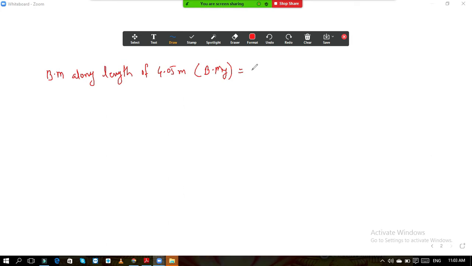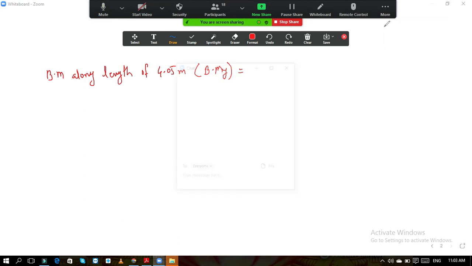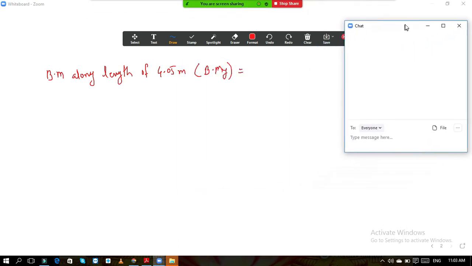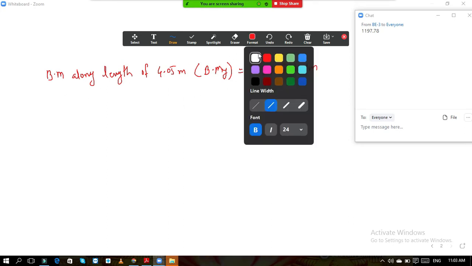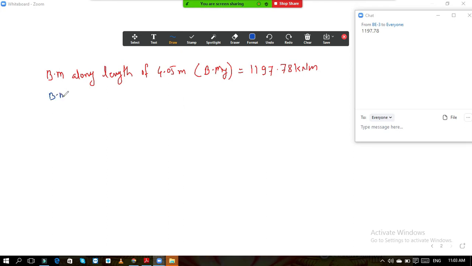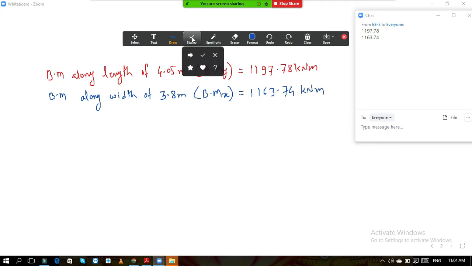It is along the length of 4.05 meter. What was the value? 1197.78 kilonewton meter. Okay, and now the bending moment along width of 3.8 meter, that is your bending moment in x direction. How much is it? 1163.74 kilonewton meter. Okay, so these are the important values.